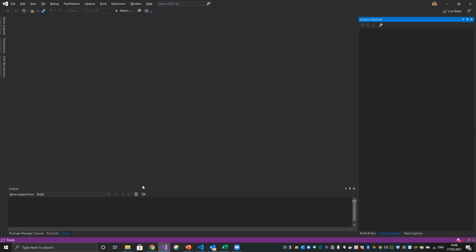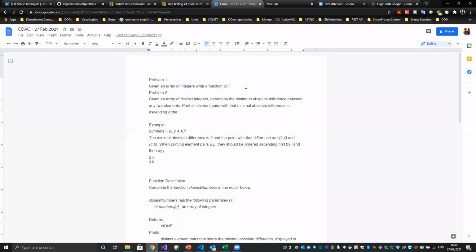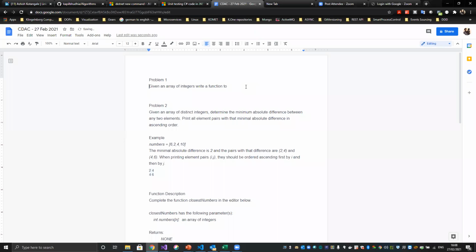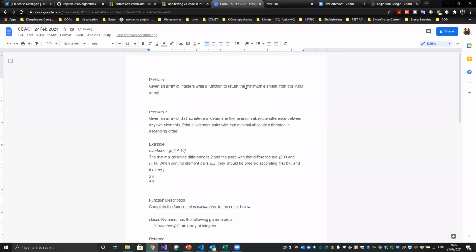Okay. So I was just writing the problem definition when I joined the meeting. So maybe I just did half of it. So let's say the first problem that I want to look at is, given an array of integers, write a function to return the minimum element from this input array. Everyone gets the problem statement? The idea is that you are going to be given an array of integers. You're supposed to write a function that returns the minimum element from this input array.